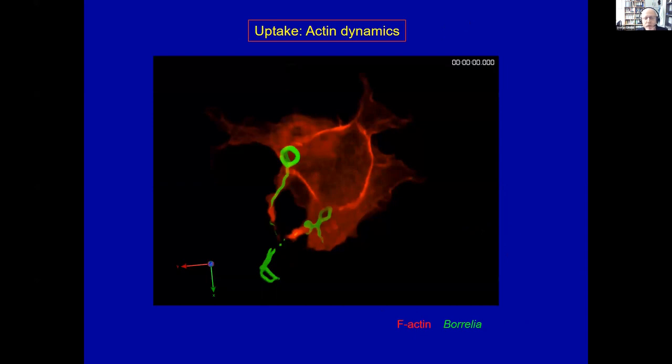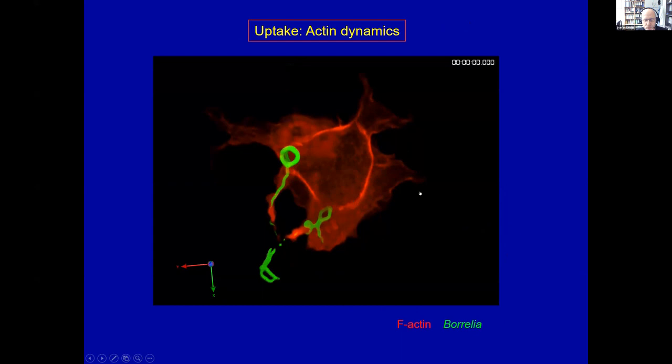So first of all, what does it look like? As I said, I'm a cell biologist by training, so we like looking at cells. I'm a great believer in actually looking at things and then trying to figure out what's the molecular mechanism behind this. What you see here in red is a primary human macrophage, and this macrophage expresses a probe for actin filaments.